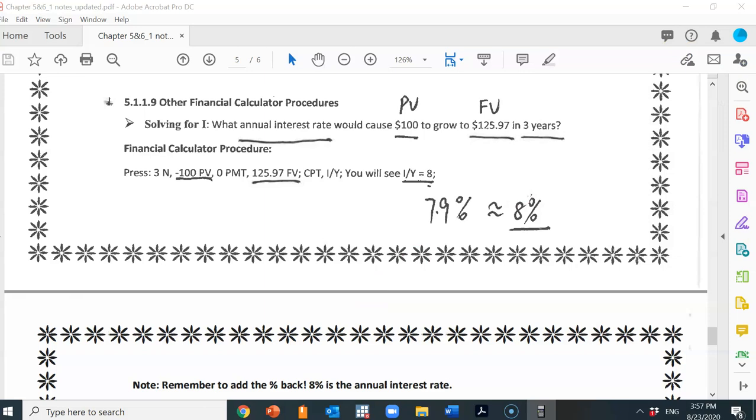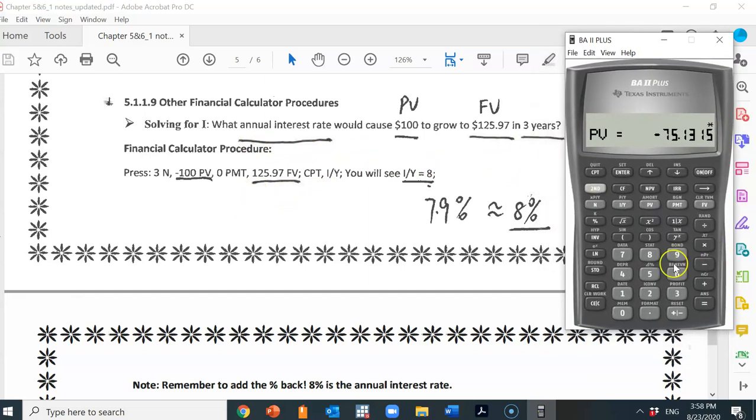Other financial calculator procedures. What if we're solving for I, interest rate? What annual interest rate would cause $100 to grow into 125.97 in 3 years? Okay, here it's hard for us to solve for interest rate using the formula, so let's just use the calculator. Okay, so we can still input 3 as N because we have 3 years, and our present value is $100. Our future value is 125.97, and again, we have to make these two opposite signs. So let me make present value negative.